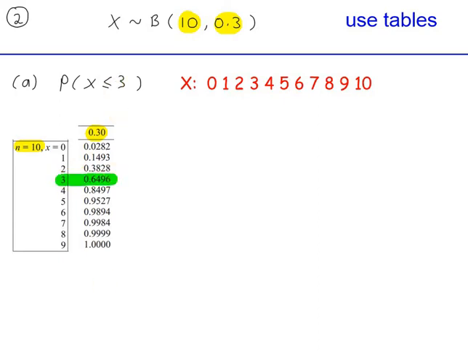It's a straightforward question, and we've just worked out the probabilities here. P(X = 0) plus P(X = 1) plus P(X = 2) plus P(X = 3). All of those probabilities added together make up that value there.